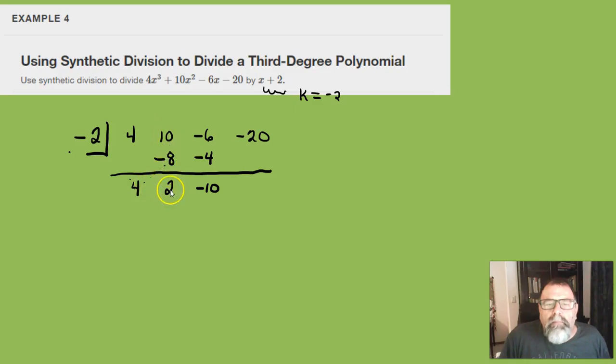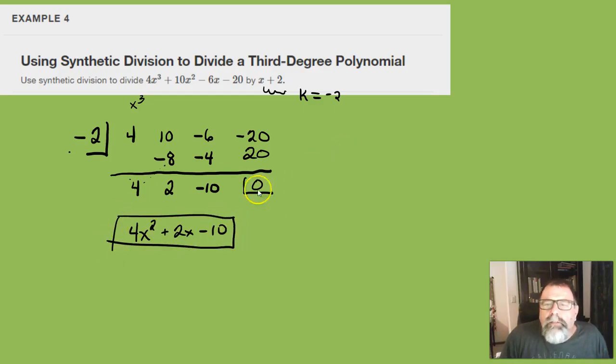Add down the column, 10 minus 8 is 2, and then we got to multiply. -4, and then it goes in the next column, add down the column, -10, and then multiply. -2 times -10 is 20. Add down the column, you get 0. And that's it. So our quotient is going to be, now this was x cubed, so we go down 1 degree, this would be x squared. So it'd be 4x squared plus 2x minus 10 with a 0 remainder.